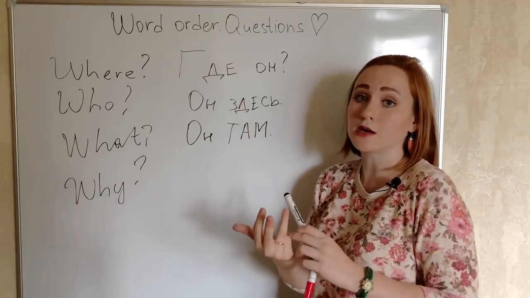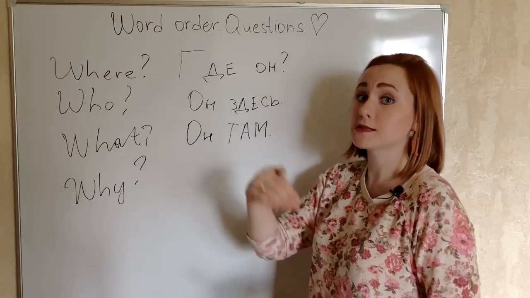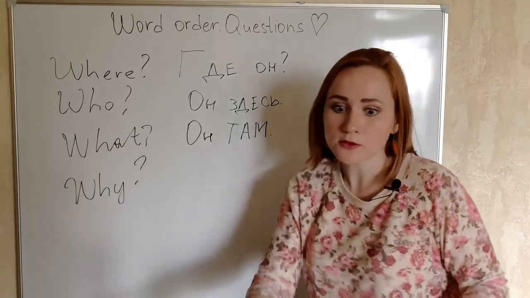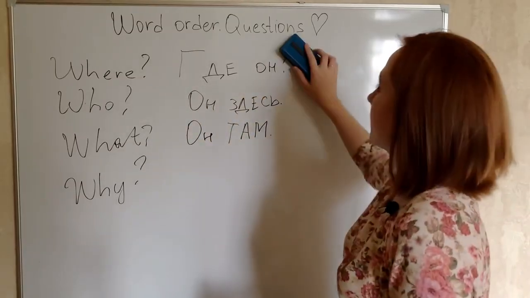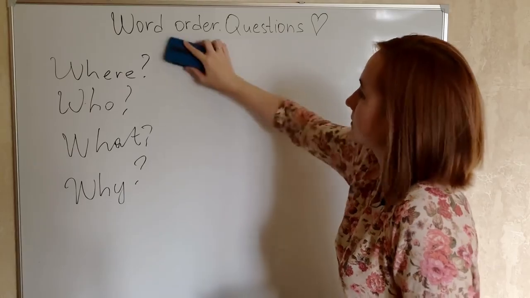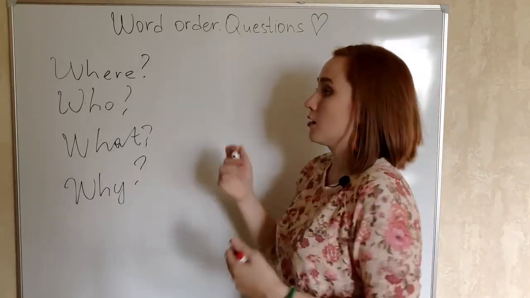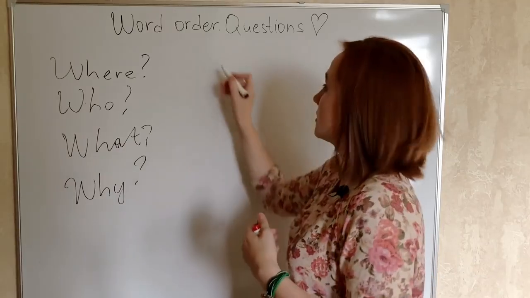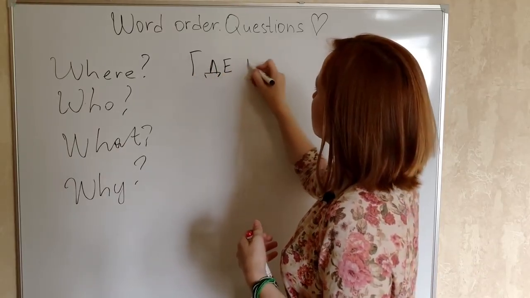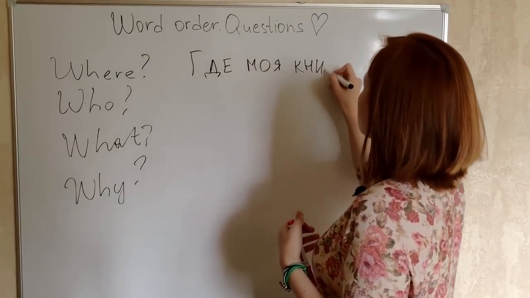Где книга? Where is a book? Где мама? Мама здесь. Or она здесь. And we already know the possessive pronouns. So let's make several dialogues. Like I can say, где моя книга? Where is my book? Где моя книга?